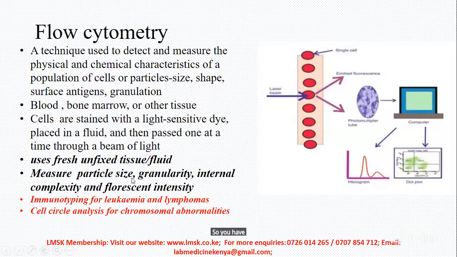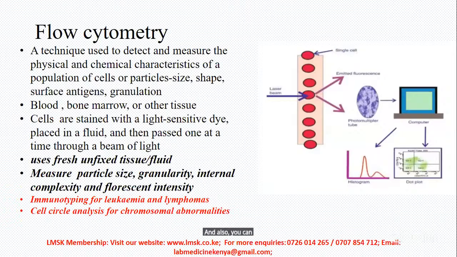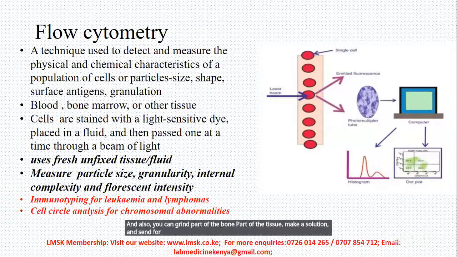You have to use unfixed tissue or fluid, and it also measures size and granularity, the way I've said. But now, you are going to ask me about the bone marrow. Anytime you get a bone marrow or a spleen or whatever, you want to make sure that it's going for flow cytometry. It has to be unfixed. Also, you can grind part of the bone, part of the tissue, make a solution, and send for flow cytometry analysis. The major function for this is usually immunotyping, for leukemia and lymphoma.